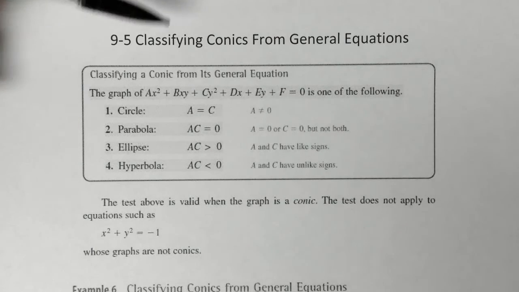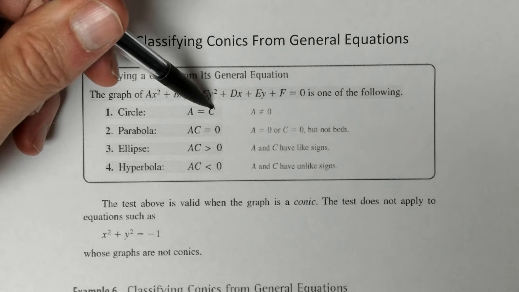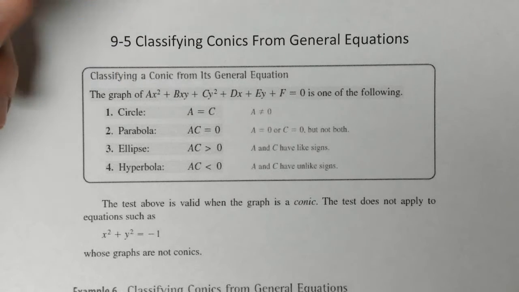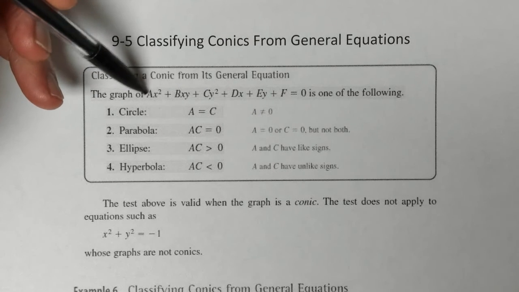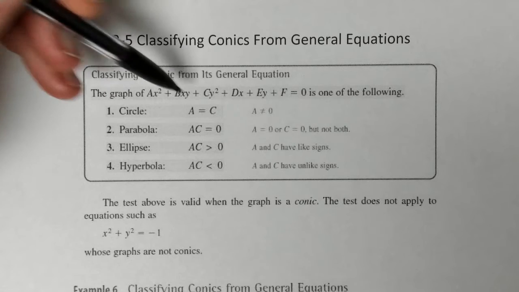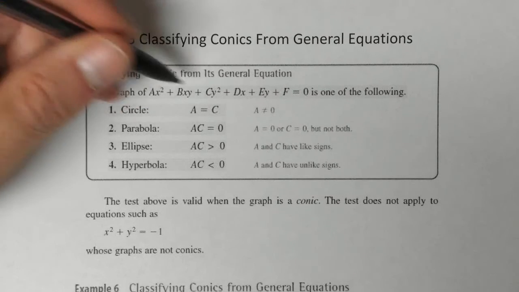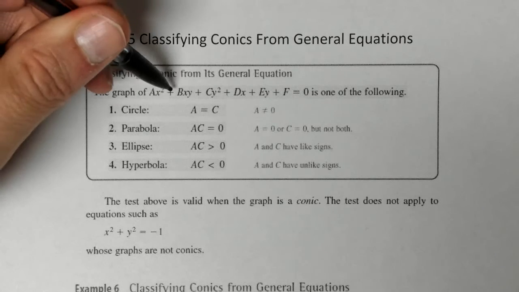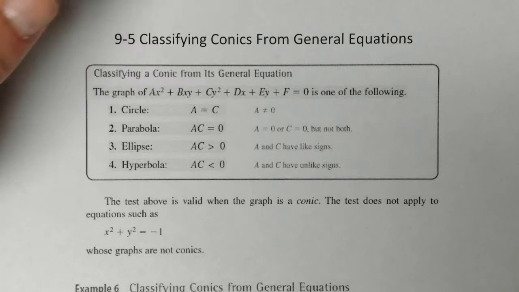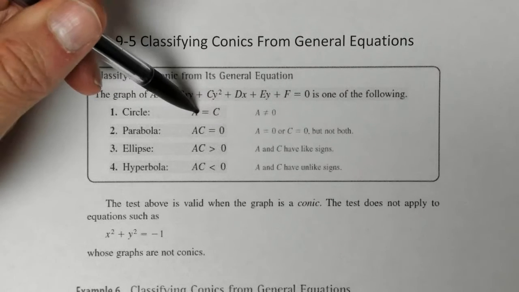So if it's a circle, then A is going to be equal to C, provided that A is not equal to 0. They both can't be 0. They've got to be equal to each other, and of course not 0, because if they're both 0, then there's no squared term at all and it's not a circle. But if the A and the C are the same, then you have yourself a circle.